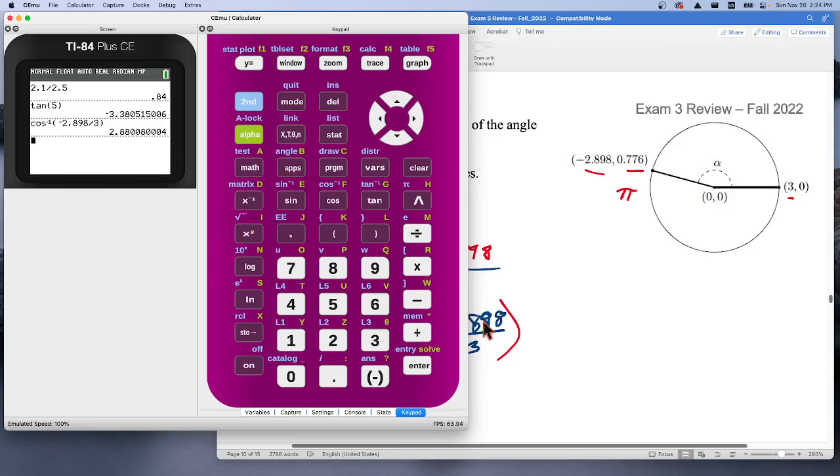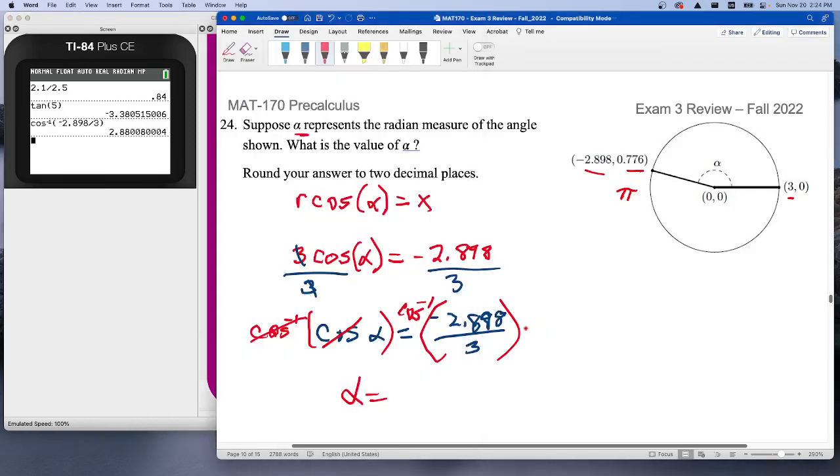So hopefully it looks like, oops, down here. We'll do it down here, 2.88. That's our angle, our theta, our alpha. And if you want, it's also radians. Basically, we would assume it's radians because there's no degree mark. Okay, 24.